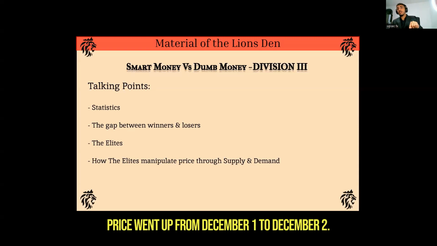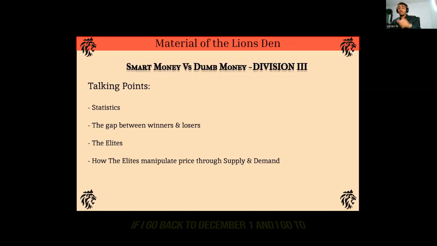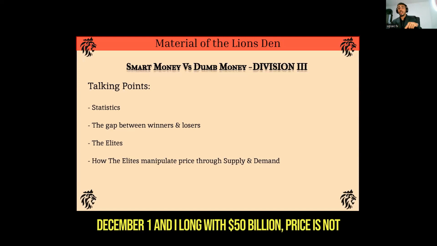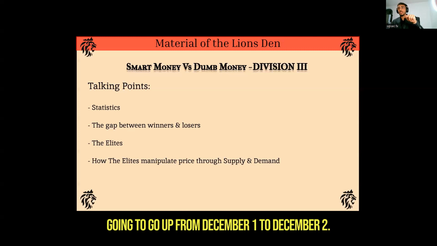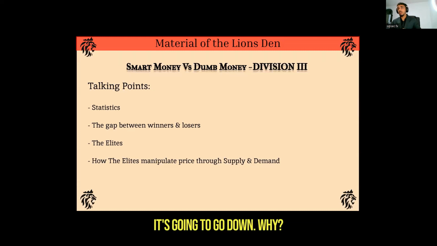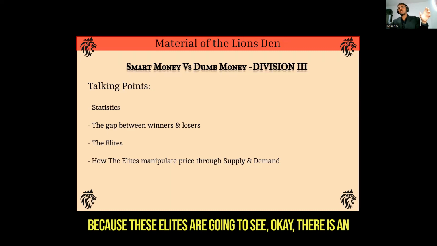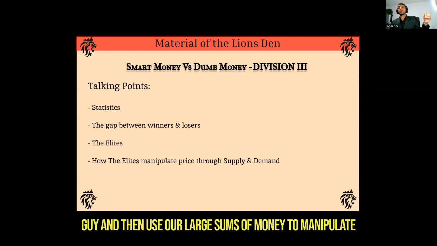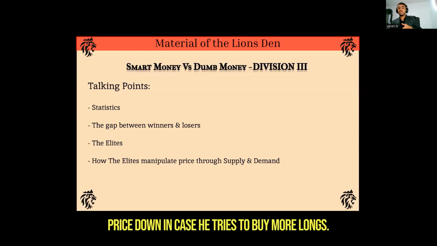price went up from December 1st to December 2nd. If I go back to December 1st and I long with $50 billion, price is not going to go up from December 1st to December 2nd. It's going to go down. Why? Because these elites are going to see, okay, there is an opportunity for us to go short with $50 billion against this guy and then use our large sums of money to manipulate price down in case he tries to buy more longs. Okay?